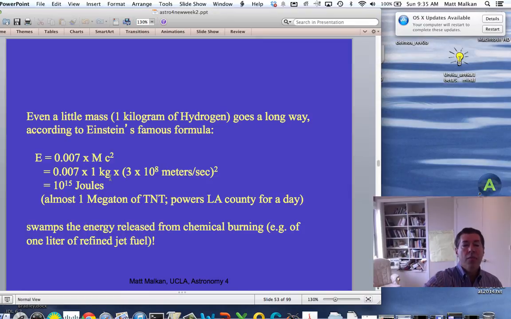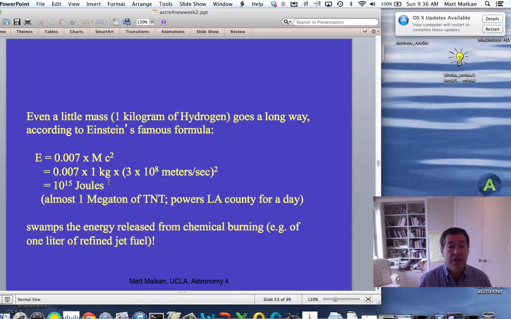Anyway, we've got this 1 kilogram, that's m, of hydrogen. Wait a minute, only 0.75%, only 0.007 of it, is actually going to be converted into energy. So it's actually only 7 grams of matter that is converted to energy. I take the 7 grams, multiply it by 3 times 10 to the 8 meters per second, the whole thing squared. Wow, that gives me 10 to the 15 watt seconds, or joules, of energy.